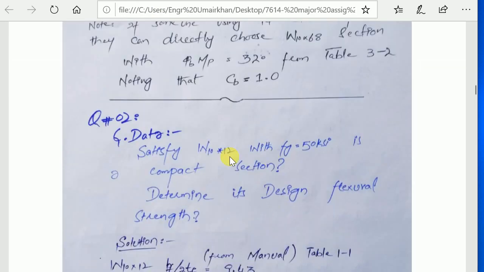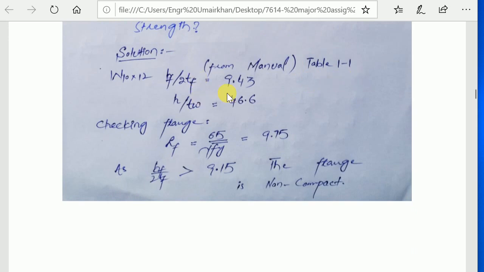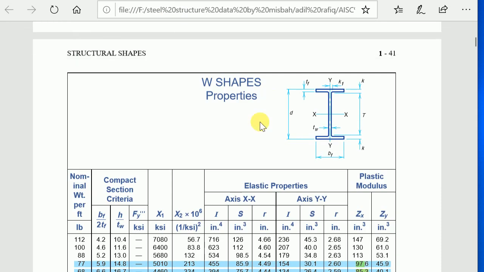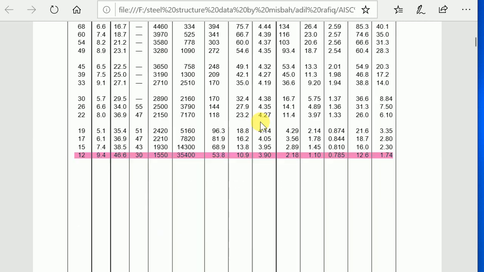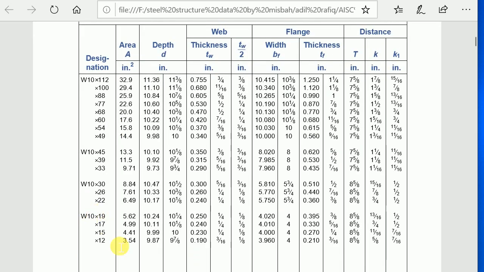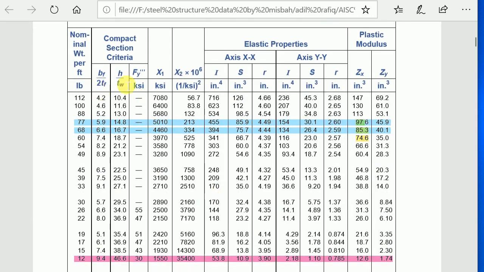Now from manual table 1.1 we have to select b/2tf. How it works, let me show. This is the AISC manual, and where is the W10 section? Basically it starts from here. The last one is W10×12, and here we have b/2tf and h/tw. We select these, 9.4 and 66. This is basically lambda w, and this is basically lambda f, for this section. Now here you see this is b/2tf, 9.4.